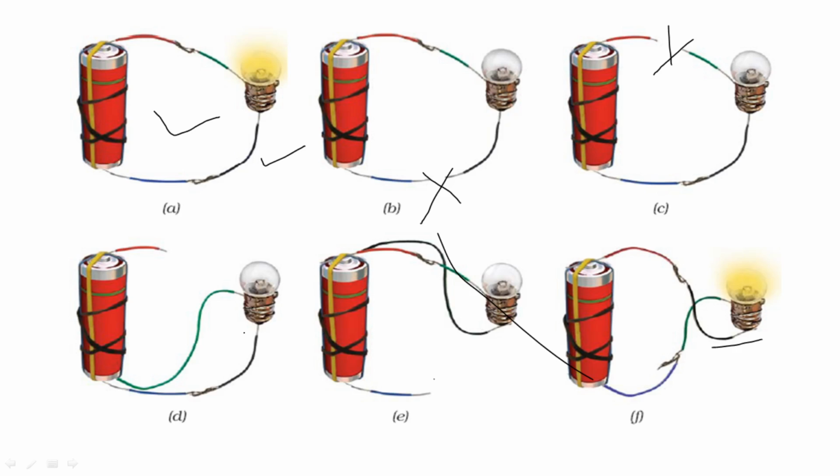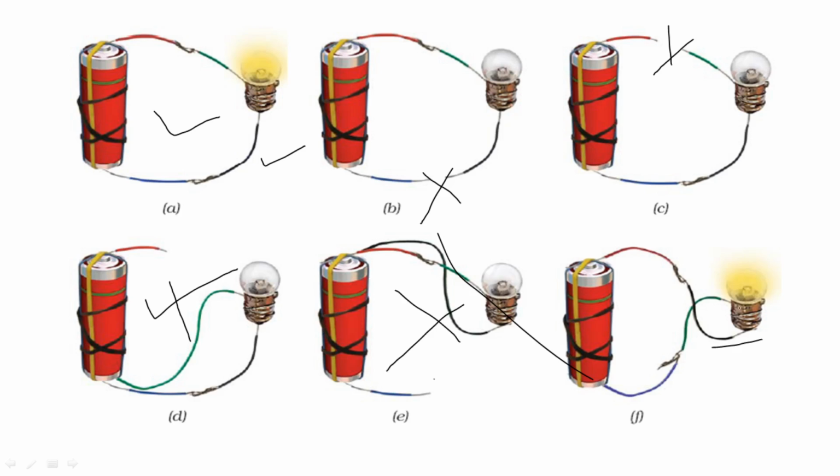Look here, from the bulb, two wires are attached to the two terminals of the bulb, but those two wires are attached to only one terminal of the battery. That's why here also the bulb is not glowing. The same thing happened here. The wires are attached to the two terminals of the bulb, but those two wires are attached to only one terminal of the battery, here on the top and here on the bottom. That's why the bulb is not glowing.